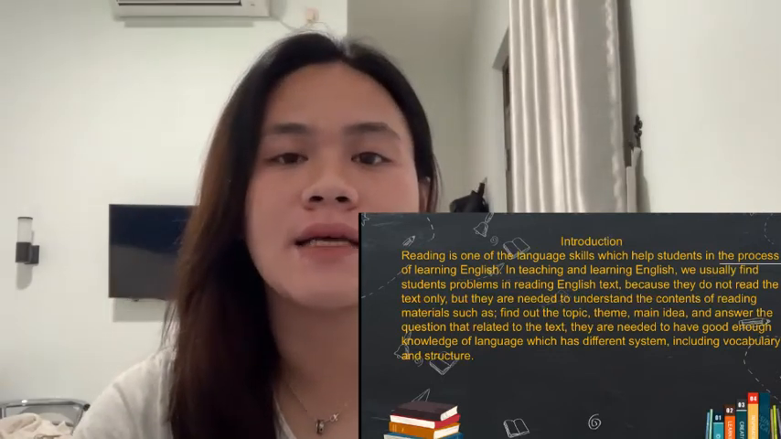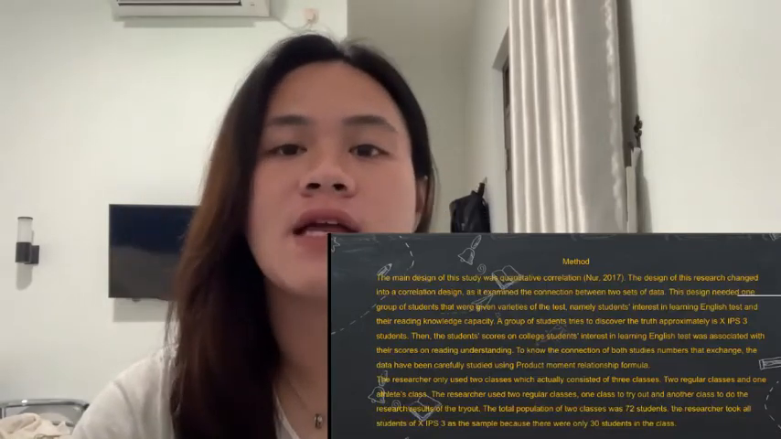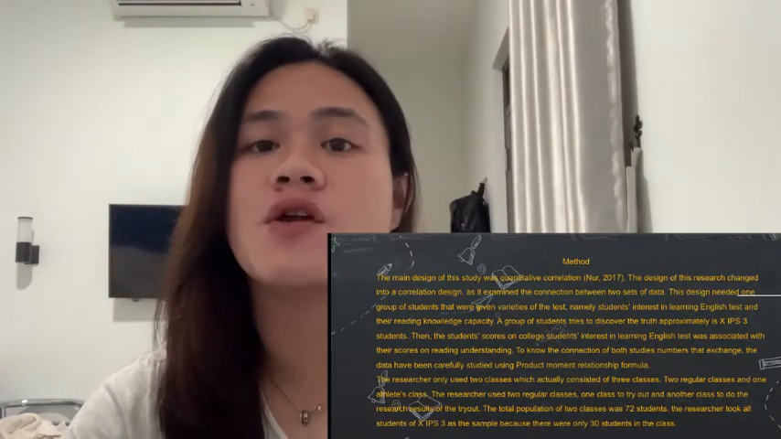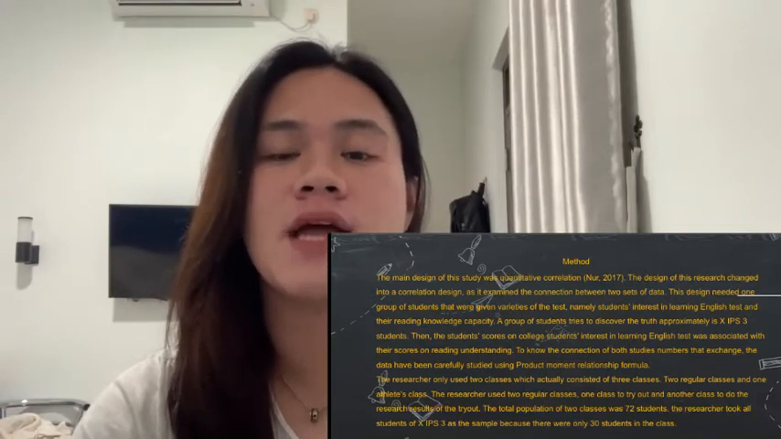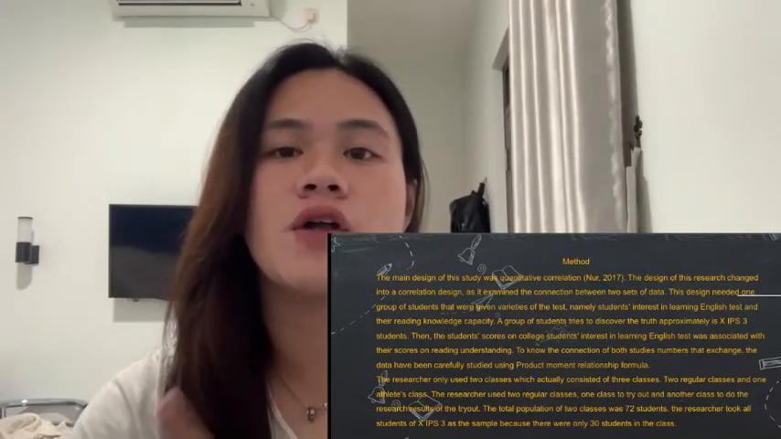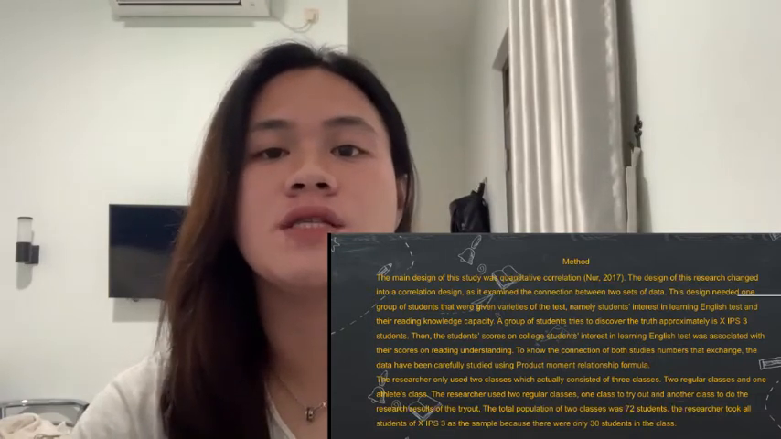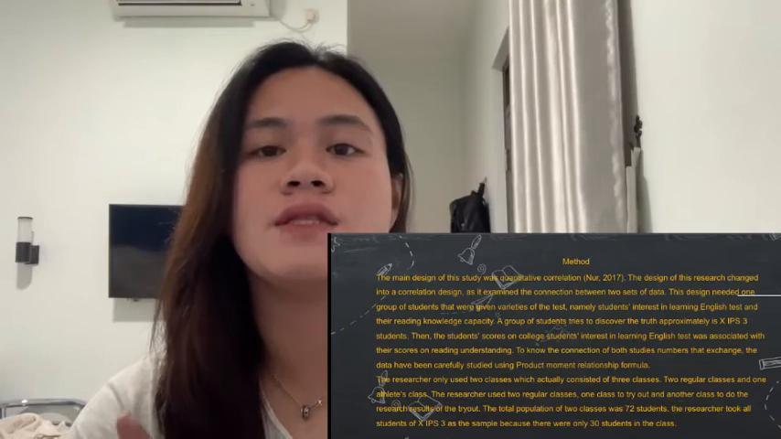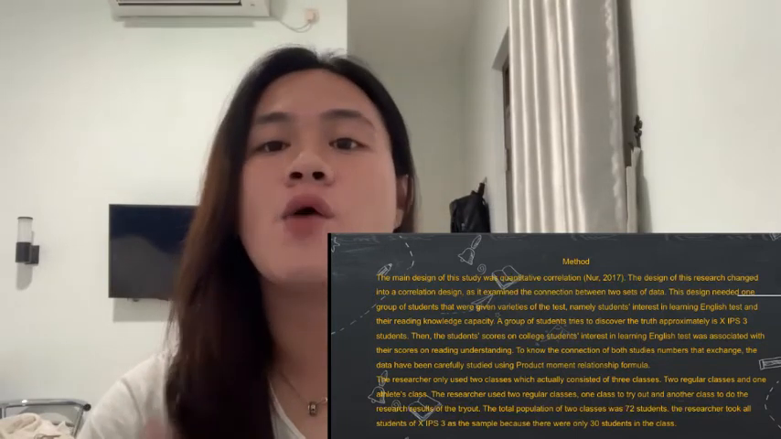Dan yang bagian metode yaitu the main design of this study was quantitative correlation. The design of this research changed into a correlation design as assigned to connection between two sets of data. This design needed one group of students that were given varieties of the text, namely student interest in learning English tests and their reading knowledge capacity.